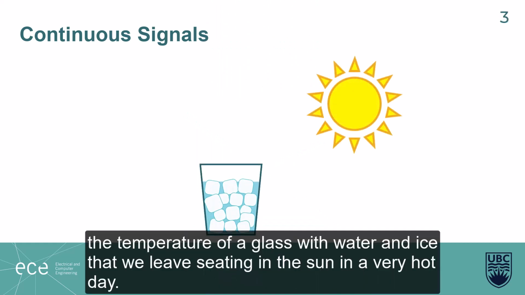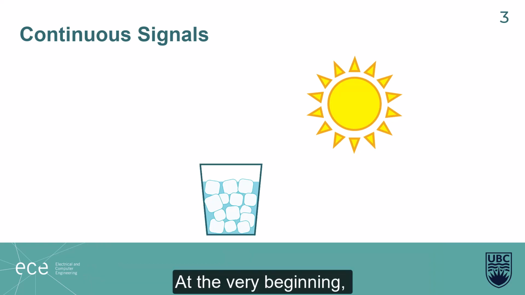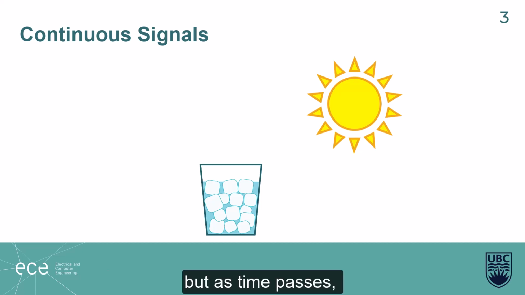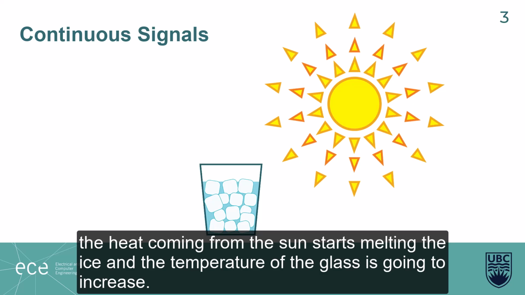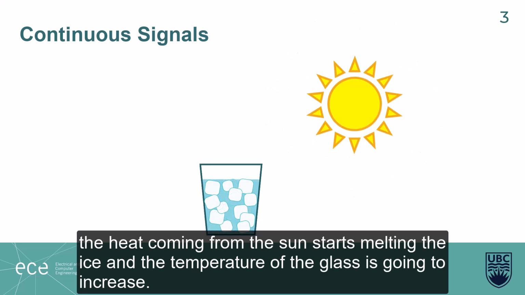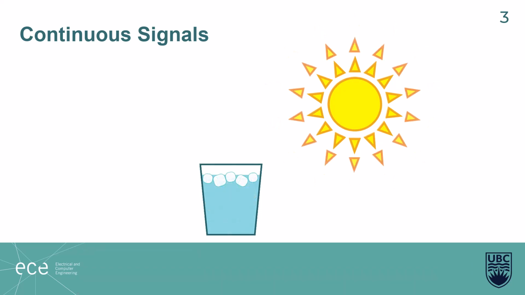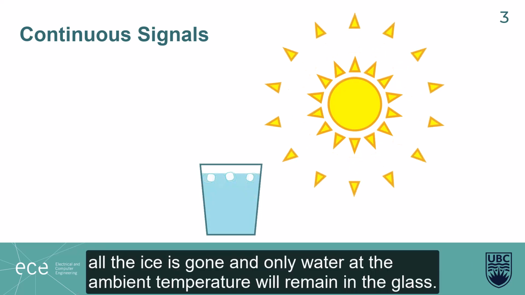For example, the temperature of a glass with water and ice that we leave sitting in the sun on a very hot day. At the very beginning, the temperature is going to be very low. But as time passes, the heat coming from the sun starts melting the ice, and the temperature of the glass is going to increase. After a few minutes, all the ice is gone, and only water at the ambient temperature will remain in the glass.